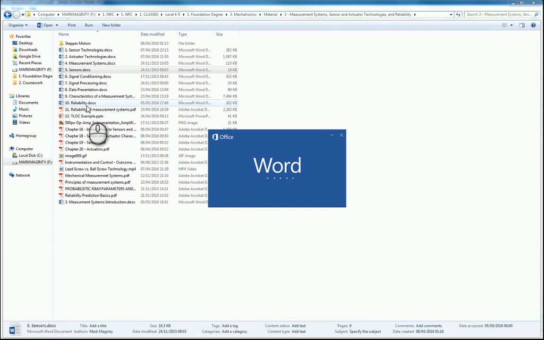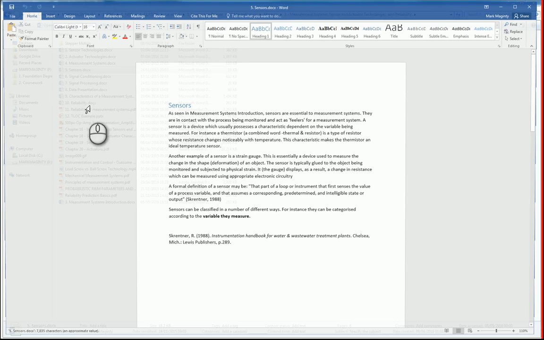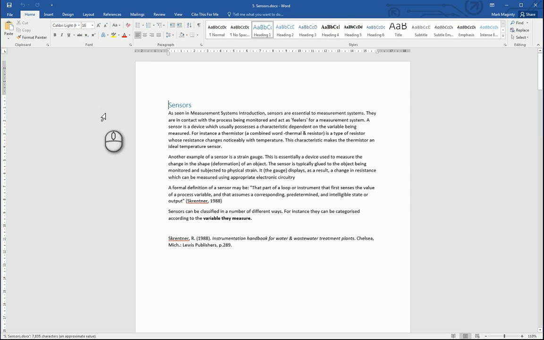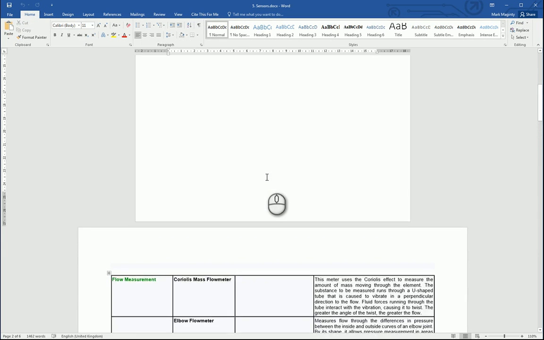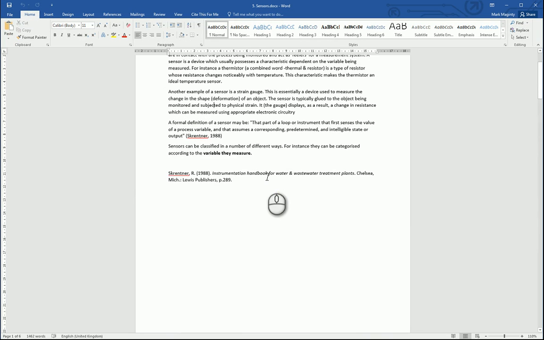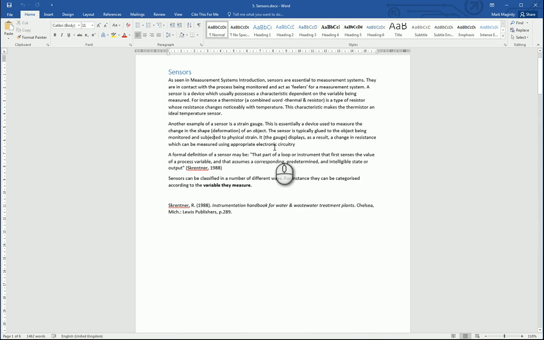So the 4 stages: the sensing element, signal conditioning, signal processing and data presentation. The 4 main sections of a measurement system. Have a quick read. They're not terribly far, or not too much typing on each of them, so don't worry too much about them.